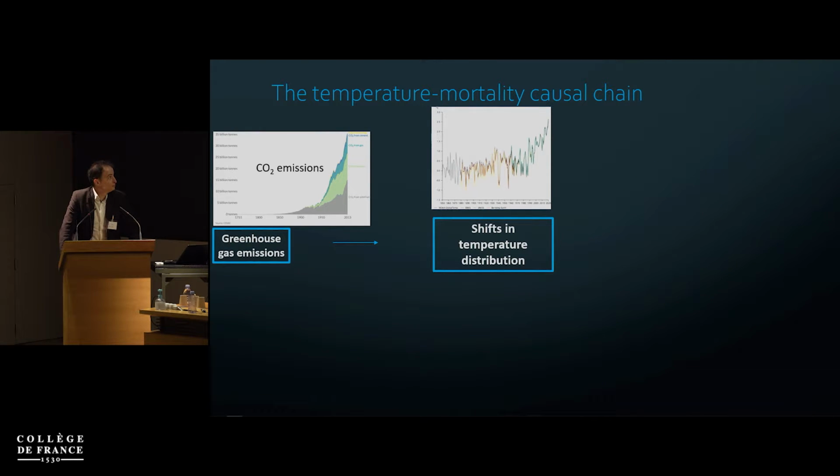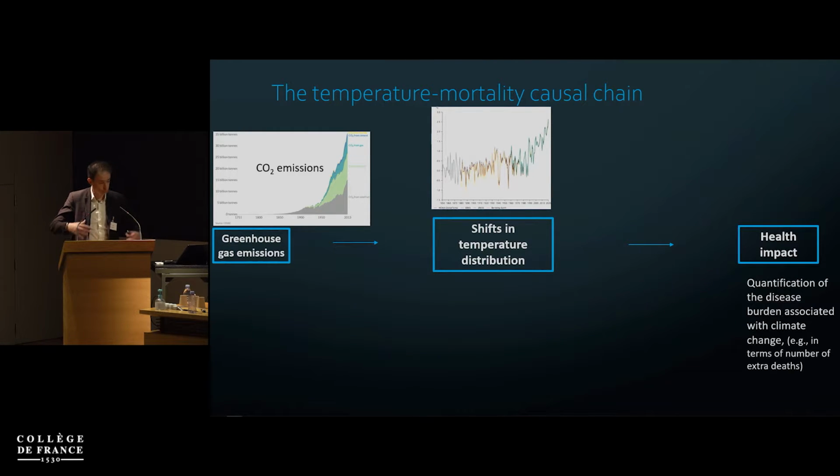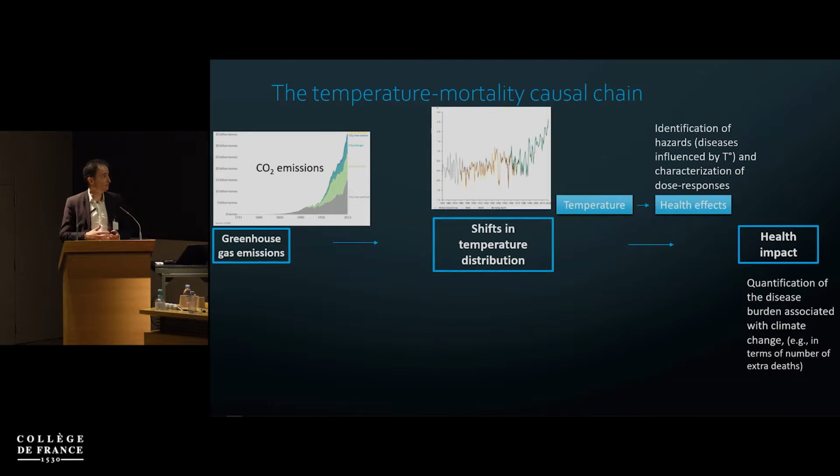In order to estimate this impact, if possible quantitatively, that is, to provide an estimate of the number or the share of death that might be attributed to climate change currently or in the future, we need to have an assessment of the hazards, of the health effects of temperature, and an accurate characterization of the underlying dose-response functions. We also need to have an understanding of any adaptation phenomena that may be ongoing. And my talk is focused on these issues on the short term.